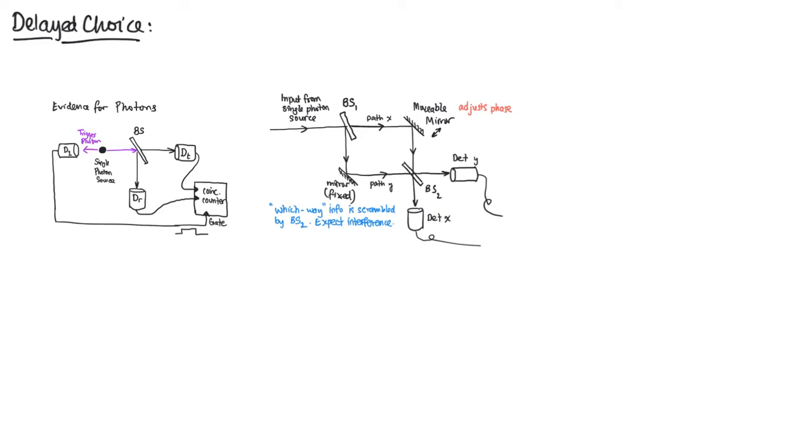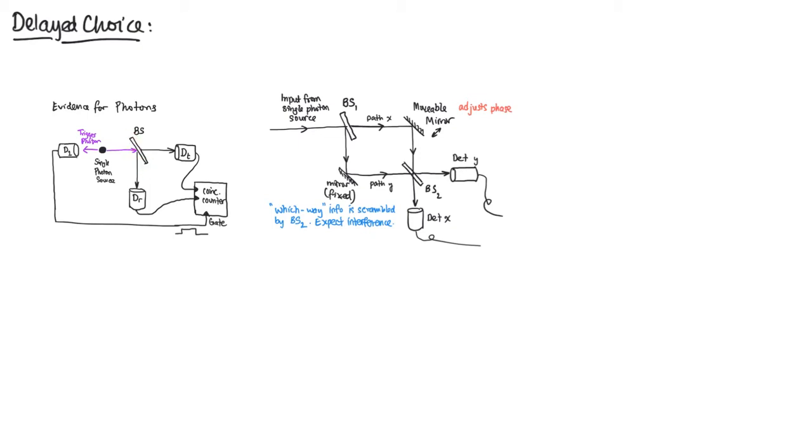Hello again, physics friends. Today we're talking about the so-called delayed choice experiment. As a refresher, we've seen already that a beam splitter with two detectors can be used to show that single photons exist because of anti-coincidence, meaning that if you have a source of single photons, either one detector or the other one fires, but not both.